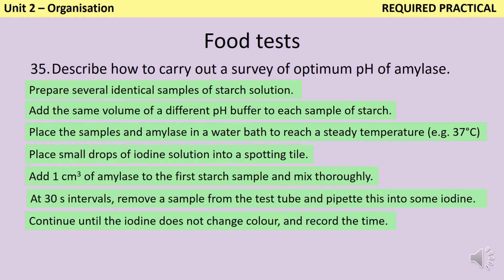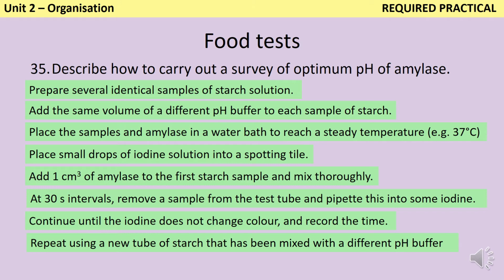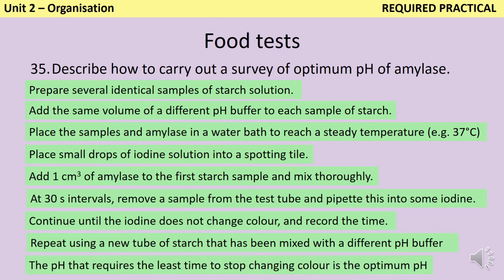You continue doing this at regular intervals until the iodine doesn't change colour, and then you write down the time that took. Then you get your next tube of starch, which has a different pH, and you repeat the entire experiment. Whichever pH takes the least time to stop changing colour is the optimum pH out of the ones that you've tested.